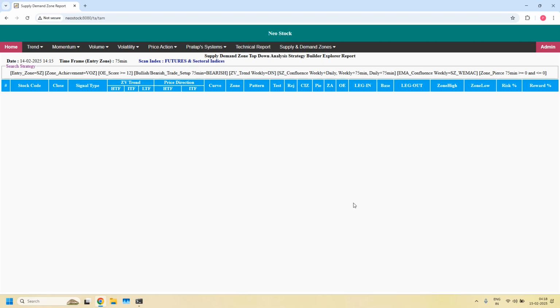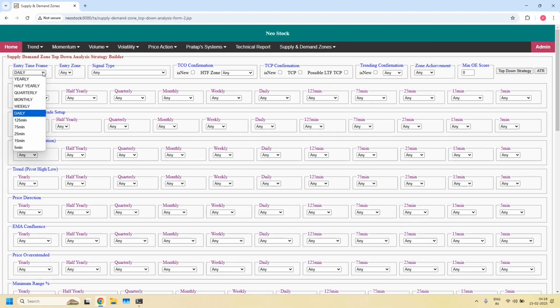So this is about a bearish trade setup for weekly income trade. Next we will look into daily income trade. First, daily income trade bullish trade setup. Entry time frame 15 minutes. Entry zone demand zone. In bullish or bearish trade setup, at 15 minutes time frame I am selecting bullish.